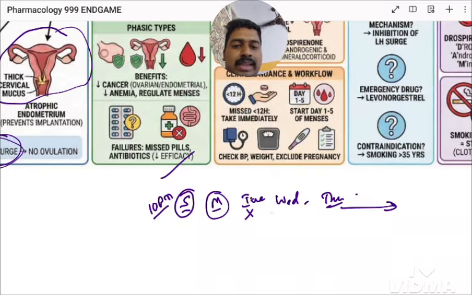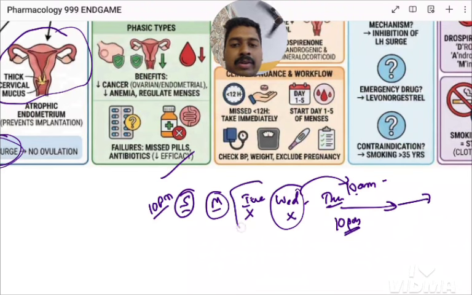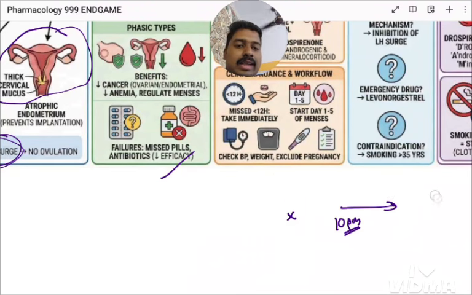But let's say the patient didn't take on Tuesday, didn't take on Wednesday also, and on Thursday at 10 a.m. the patient remembered. Then in this case, more than 48 hours have passed. So in this case, Wednesday's pill will be taken at 10 a.m., and Thursday's pill will be taken at night as usual, and then things will continue. Tuesday's pill was there, no? That will be discarded. So there shouldn't be any confusion regarding this.